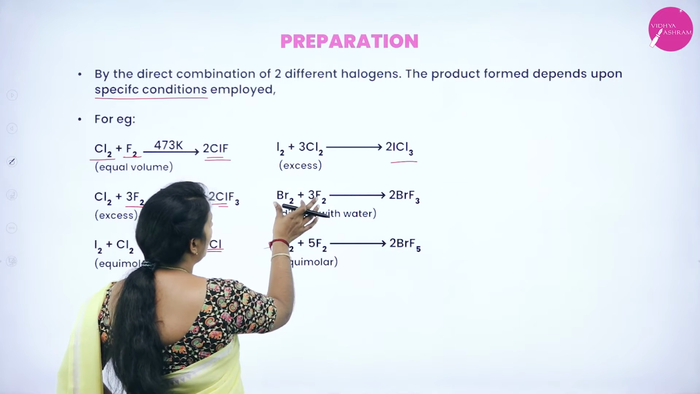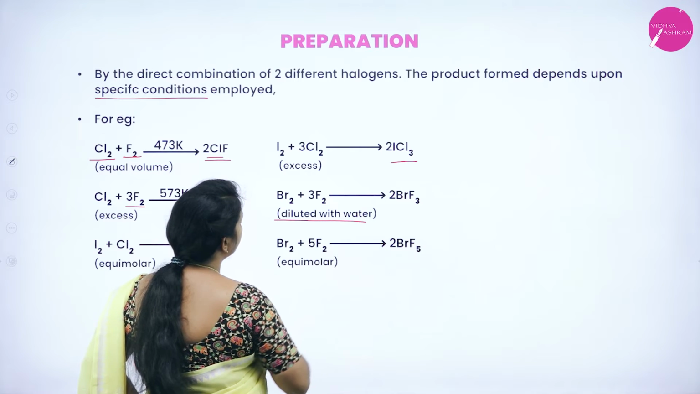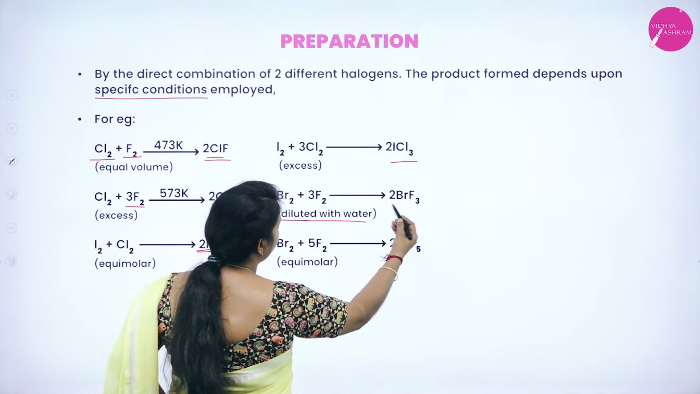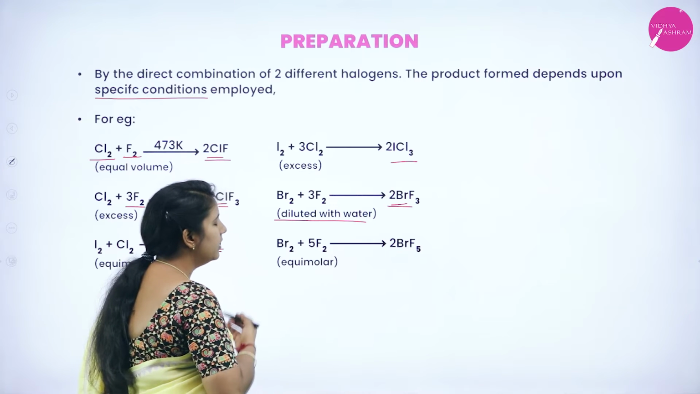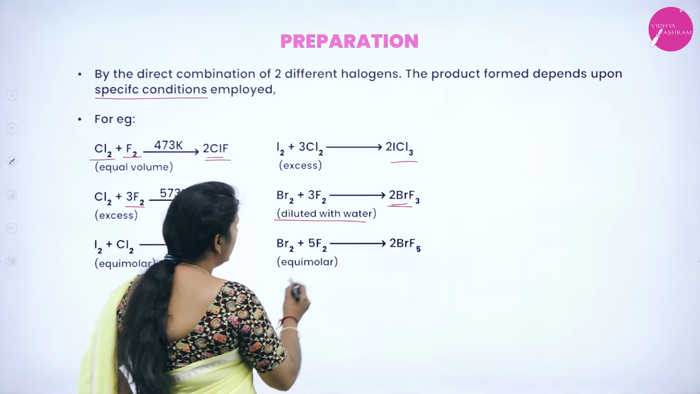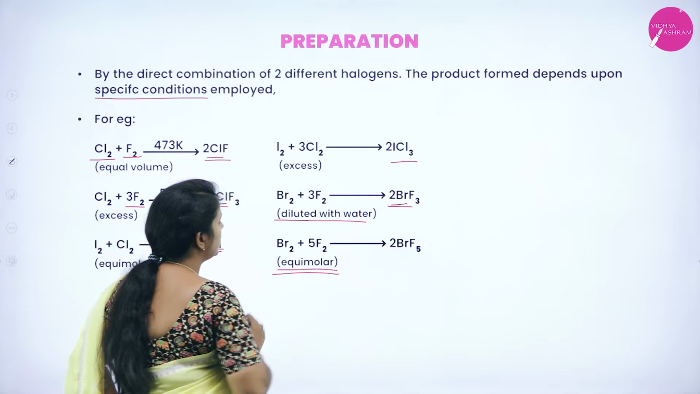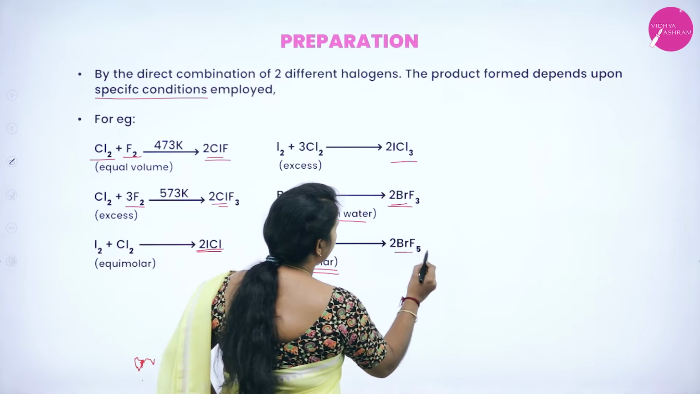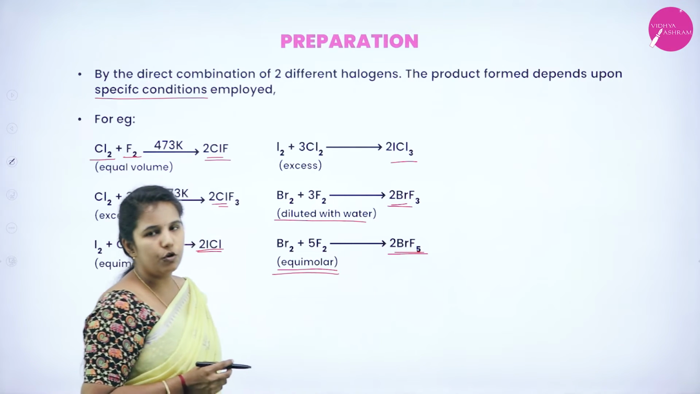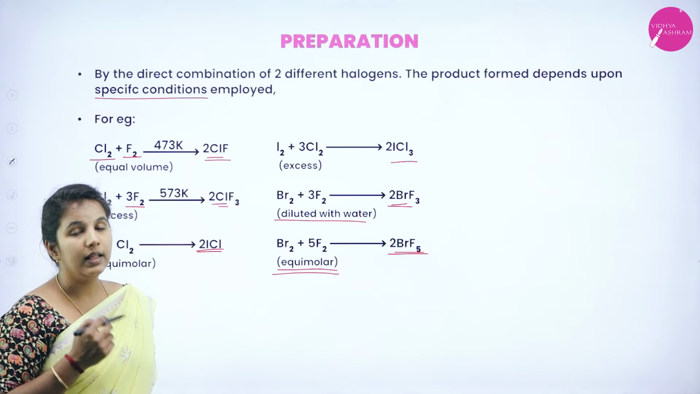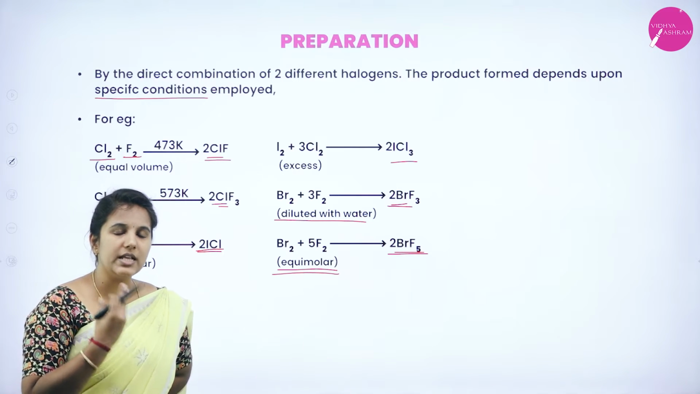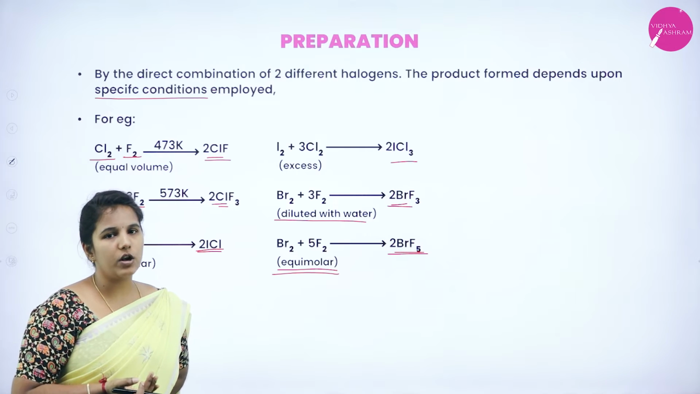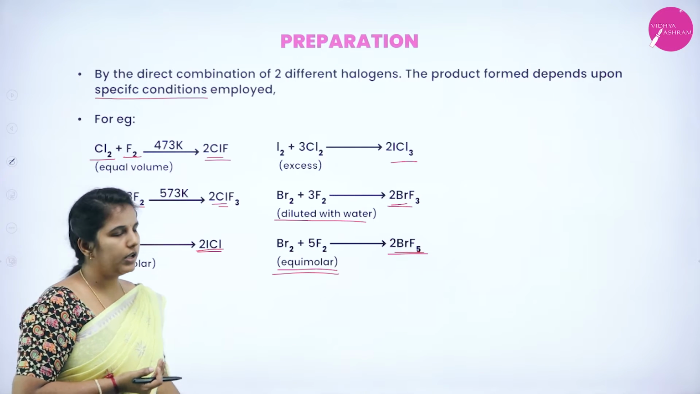Suppose we take bromine and fluorine diluted with water, then the product will be trifluorobromine. Again, it is an interhalogen compound. If we take an equimolar mixture of bromine with fluorine, we get a pentafluoridobromine interhalogen compound. This indicates that even though the halogens are different, if you change the reaction conditions, the product formation differs.